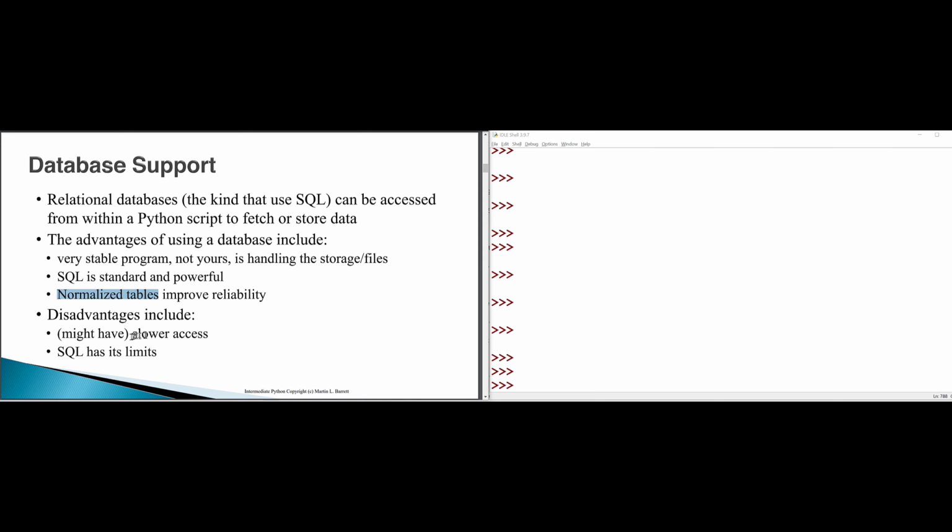Now, some disadvantages are that accessing information from a database is likely to be slower than if you have the information you need, for example, directly in an ND array in NumPy. And SQL has limitations. For example, pretty much anything you do in SQL is going to involve interacting with tables of information. It's much more difficult to deal with individual values within SQL.